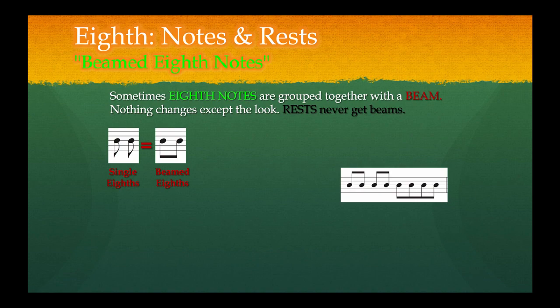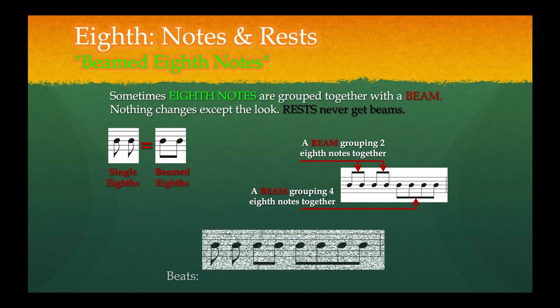There are 2 common ways that we beam eighth notes together: a beam grouping 2 eighth notes together, or a beam connecting 4 eighth notes together. In a measure, we can mix and match single eighth notes or beamed eighth notes. Remember, they're the same, they're just connected together differently.